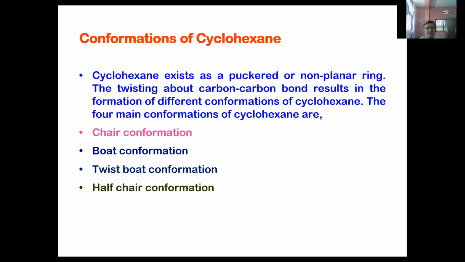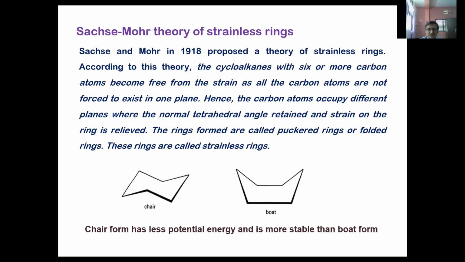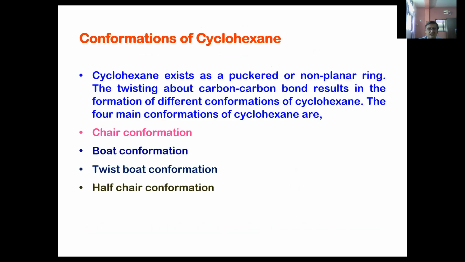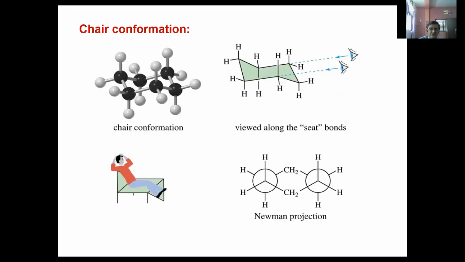When we discuss the conformations of cyclohexane, in the puckered or non-planar ring, the twisting about carbon-carbon bonds will result in different conformations. First is the lower energy chair conformation. When it is twisted, it forms a boat. Further twisting gives the twist boat conformation, then the half chair conformation. These 4 different situations will arise.